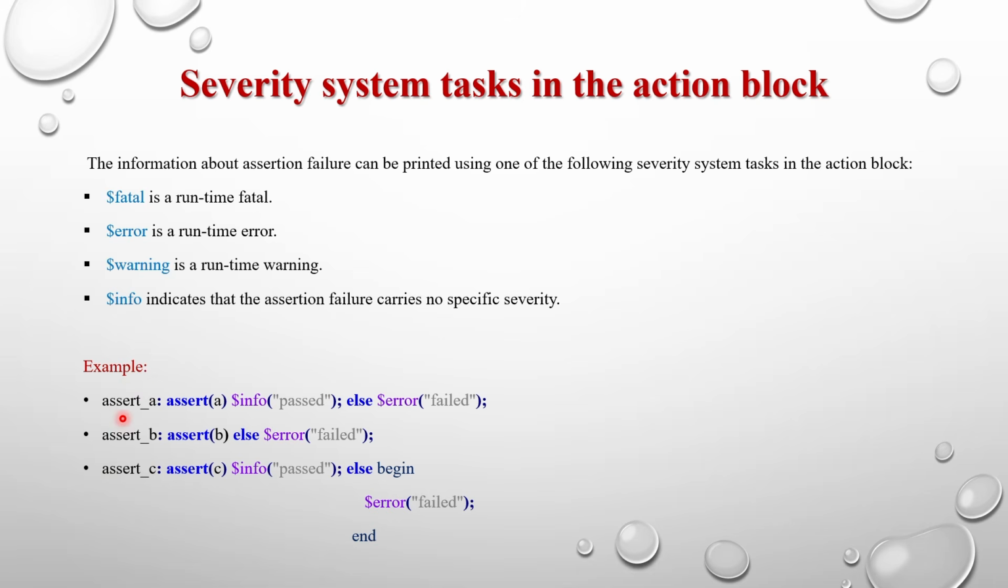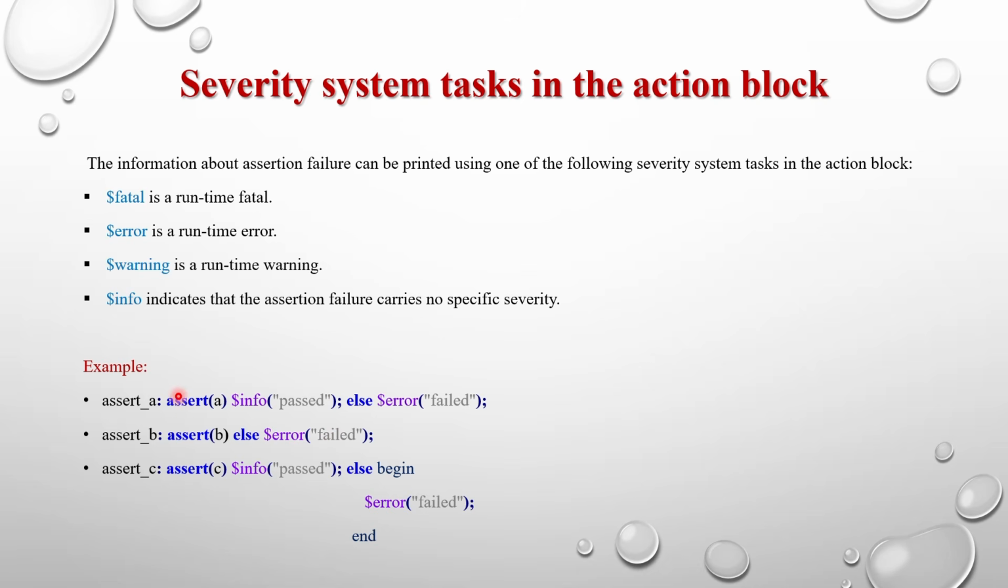Here I have 3 examples: assert A, assert B, assert C. These are the assertion names. You can provide any name here; this is a user defined name. And this is the assertion statement, and inside the parenthesis we have an expression. This is called the action block, the else part. So what is this action block? The action block of an assert or assume statement specifies what actions are taken upon success or failure of the assertion.